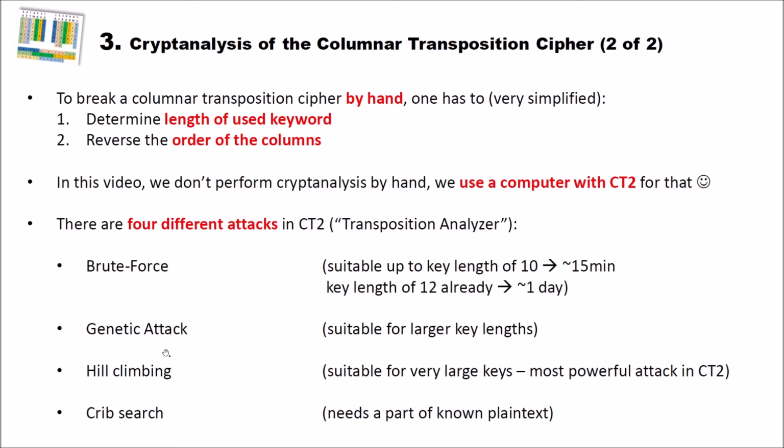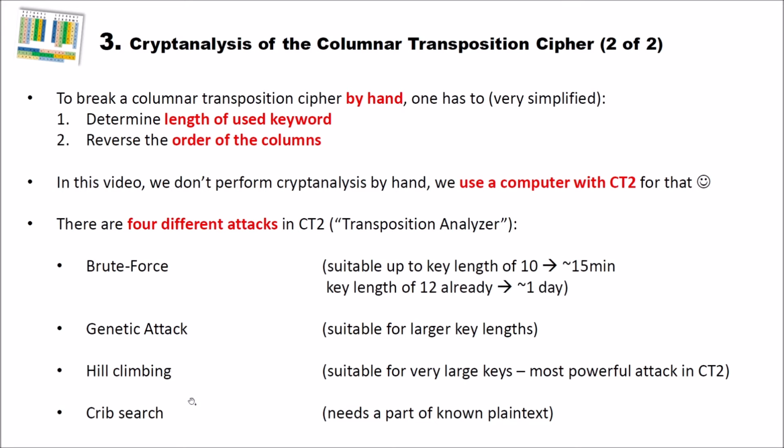We already had videos about genetic attacks. And genetic attacks in Crypto2 for the columnar transposition cipher are suitable for larger key lengths, for instance about 20 to 25. Same is with hill climbing. It's also suitable for very large keys. We already had also a video about hill climbing on this channel if you're interested how these attacks work. And this is the most powerful attack in Crypto2 on the columnar transposition cipher.